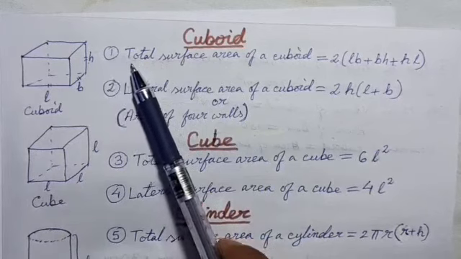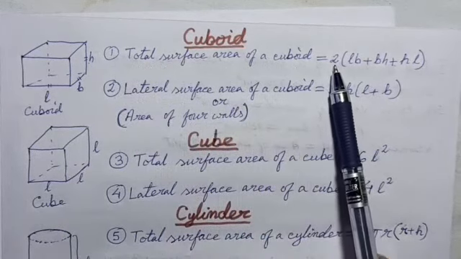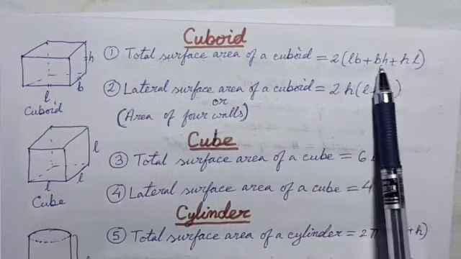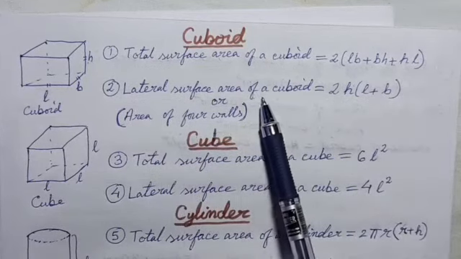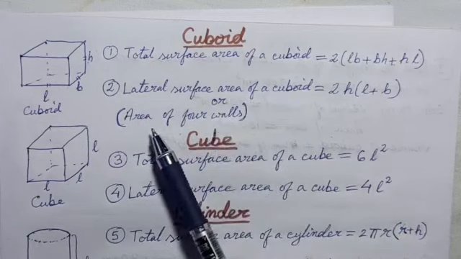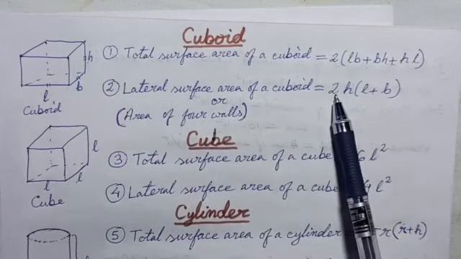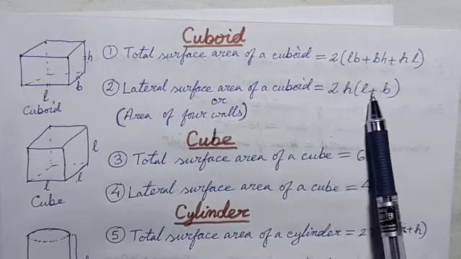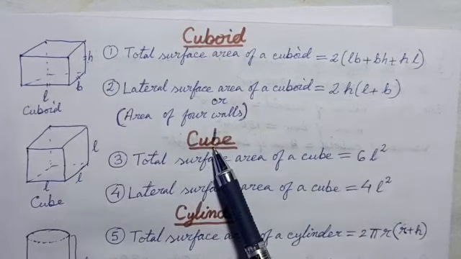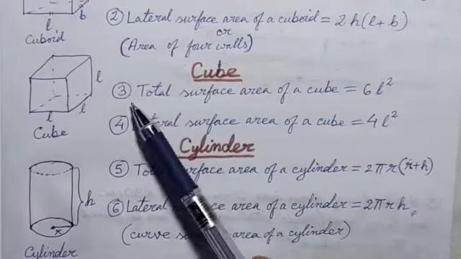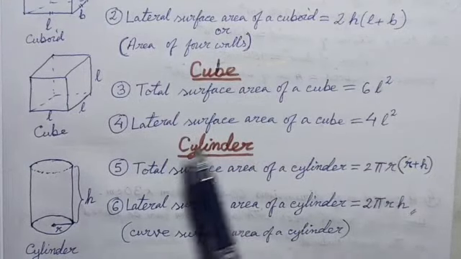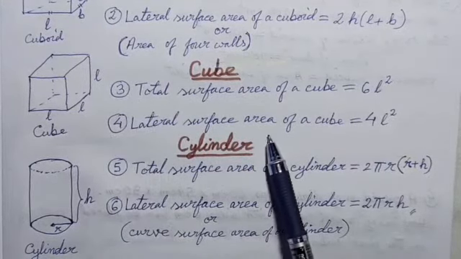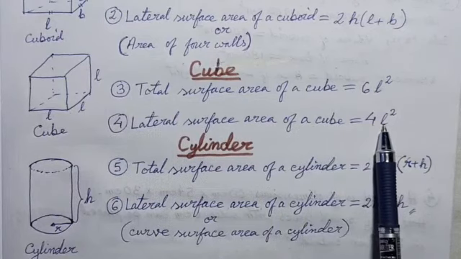Formula number 1, total surface area of a cuboid is 2 times of length into breadth plus breadth into height plus height into length. Formula number 2, lateral surface area of a cuboid or area of 4 walls is 2 times of height in the bracket L plus B. Now for a cube, formula number 3, total surface area of a cube is 6 times L square. Formula number 4, lateral surface area of a cube is 4 times L square.